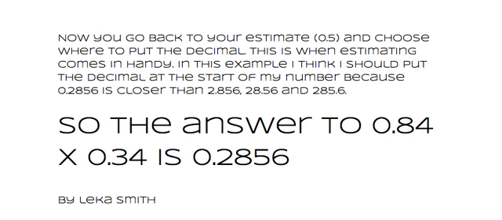In this example, I think I should put the decimal at the start of my number because 0.2856 is much closer to 0.5 than 2.856, 28.56 and 285.6. So the answer to 0.84 times 0.34 is 0.2856.